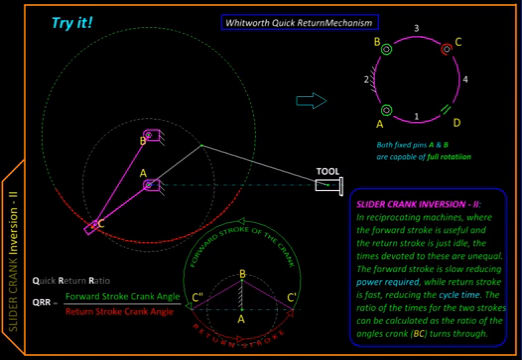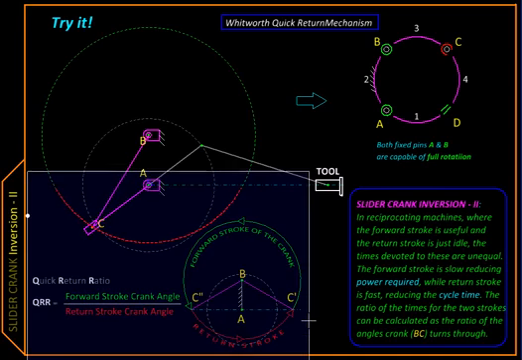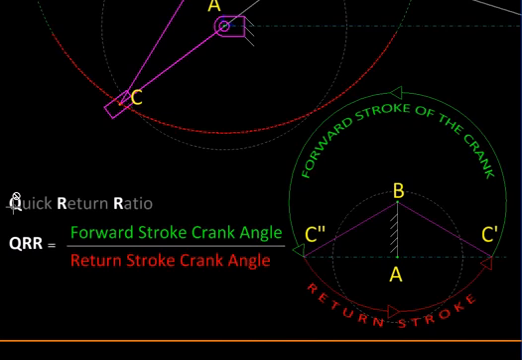This quick return characteristic of a mechanism can be quantified using a ratio called as the quick return ratio. It is a ratio of angle turned by the crank during the forward stroke of the tool divided by the angle turned by the crank for the return stroke of the tool. And since the crank is usually connected to an electric motor, these angles directly translate into the time taken for forward and the return stroke.